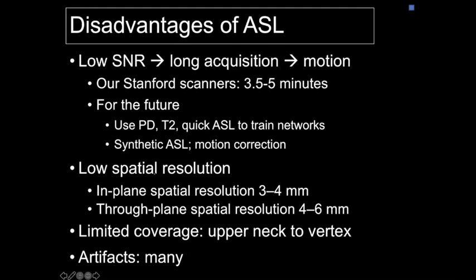This also suffers from low spatial resolution in order to try to move things along. Our in-plane spatial resolution is on the order of 3 to 4 millimeters, and our through-plane resolution on the order of 4 to 6 millimeters. We also have relatively limited coverage from the upper neck to the vertex. We really can't do ASL in the lower neck. Also, we can't do it in places like, for example, the oral cavity with all of the susceptibility artifacts. And there are many artifacts with regard to ASL, a number of which we will discuss.